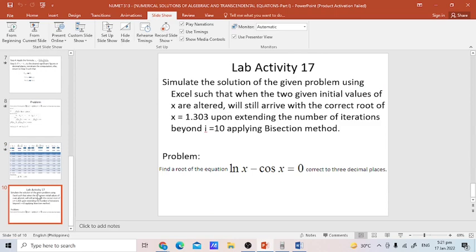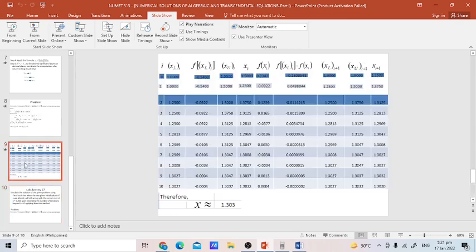So, here's the activity that you will do. Simulate the solution of the given problem using Excel such that when the two given initial values of x are altered, we'll still arrive at the correct root of x equals 1.303 upon extending the number of iterations beyond i equals to 10, applying bisection method. So, ganito lang. Mula Excel lang yan. Kinuha ko lang yan mula Excel, yung mga values na yan. Okay? Nag-Excel lang ako dyan, kaya ganyan yan. No? So, ganyan mismo yung gagawin nyo.